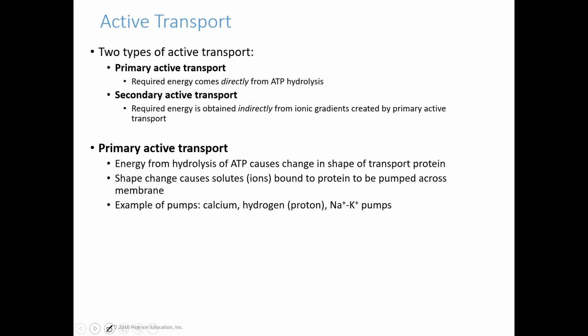As far as primary active transport goes, we are using ATP to change the shape of the carrier protein embedded in a cell membrane. It causes the protein, the pump, to open from one side to the other and then close again, back and forth, back and forth. And we see these pumps, we have calcium pumps. We depend on calcium in our heart muscle.